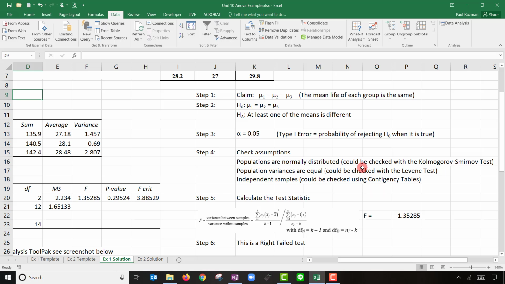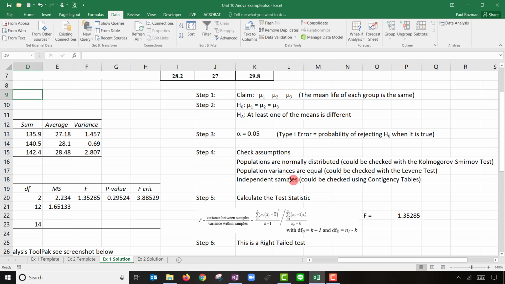Are the populations normally distributed? We could test that with a normal probability plot. There's actually a test for it, the Kolmogorov-Smirnov test. We could also do a goodness of fit test there. Are the population variances equal? That can be done using something called the Levene test. And independence of the samples can be done with something called contingency tables. So we could actually test all the things that make up the assumptions.